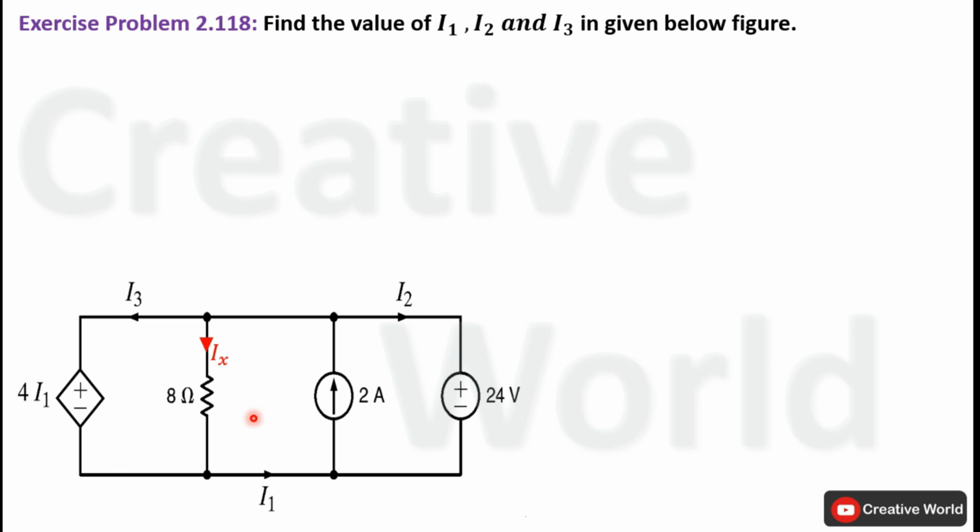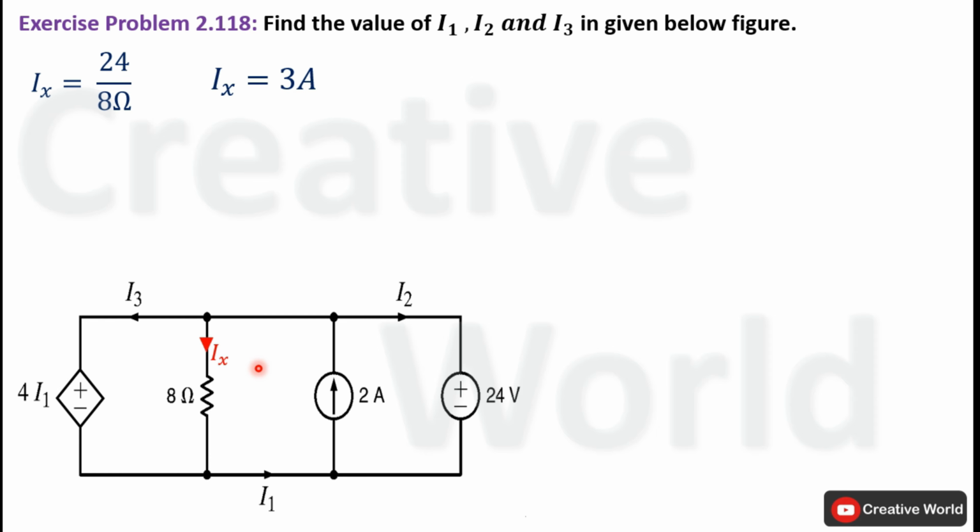Using this information, we can apply Ohm's law to calculate the value of current Ix through this branch. Ix will be equal to voltage divided by resistance. Resistance of this branch is 8 ohm while 24 volt is appearing across this resistance. So the value of current Ix will be 3 ampere.